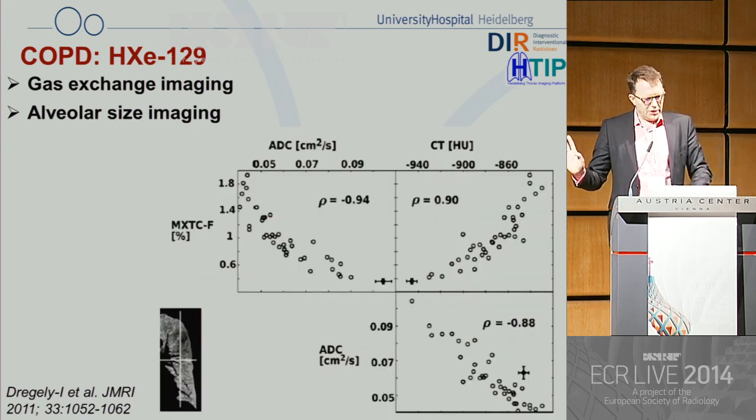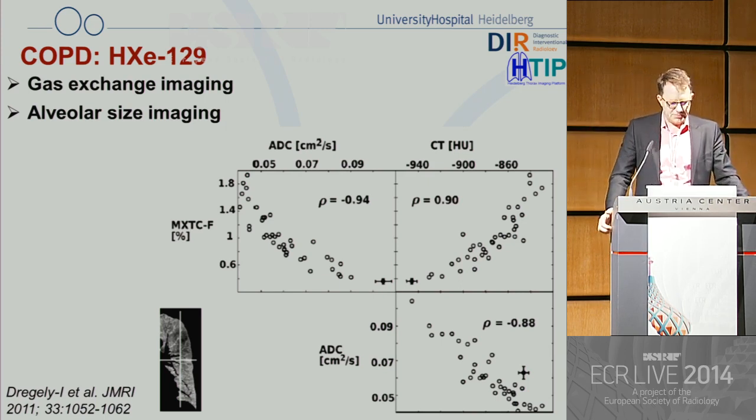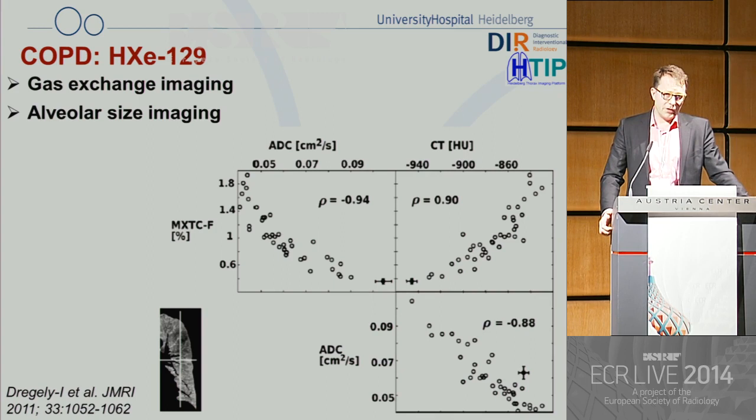And then there are correlation maps which nicely demonstrate that the different factors and modalities with regard to destruction measured by CT and MR and the functional readout of the oxygen uptake or xenon uptake have very, very high correlations.